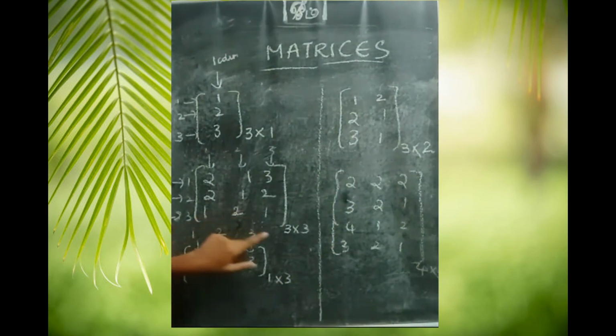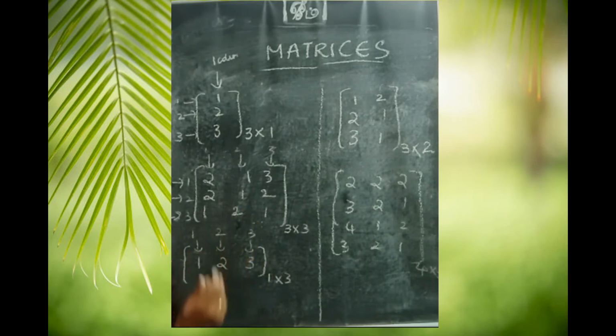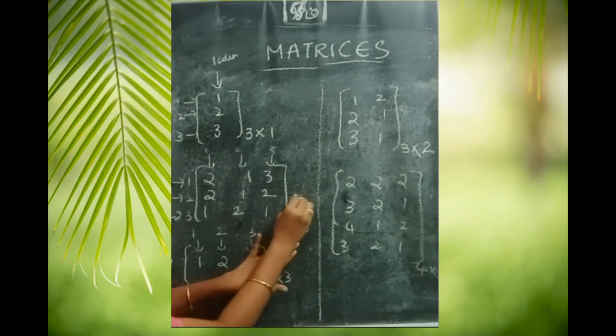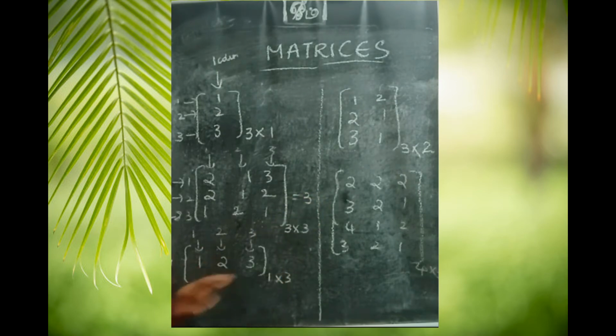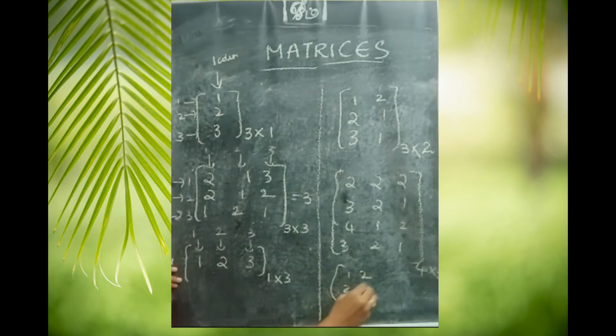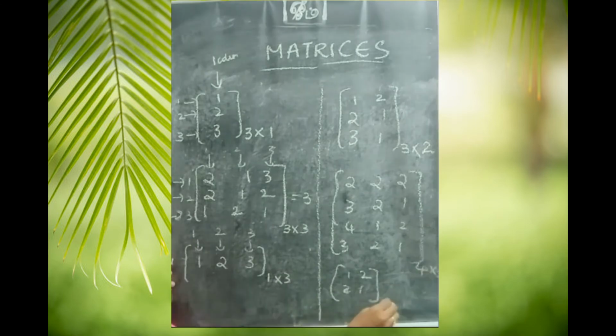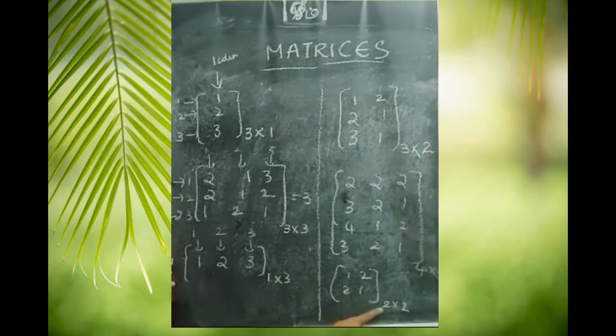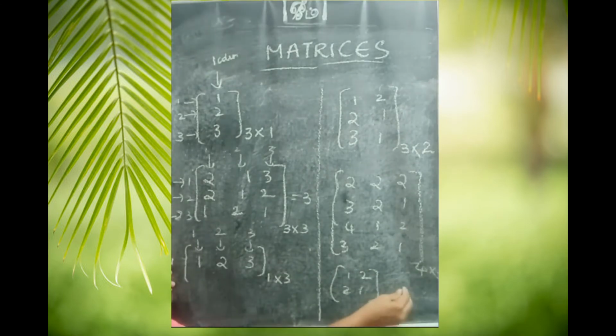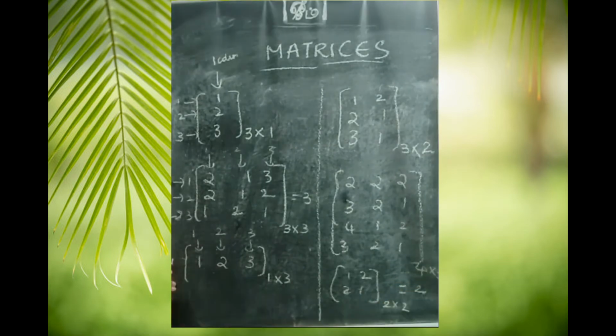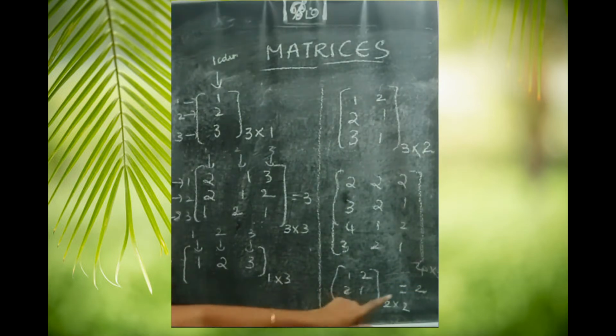If the order has the same value, then you can simply say the order is 3. If it is like this, 1, 2, 2, 1, see here 2 rows, 2 columns. If M and N are the same value, then you can say simply 2. Okay. The order of this matrix is 2. Now understand carefully what the rows and what the columns are.